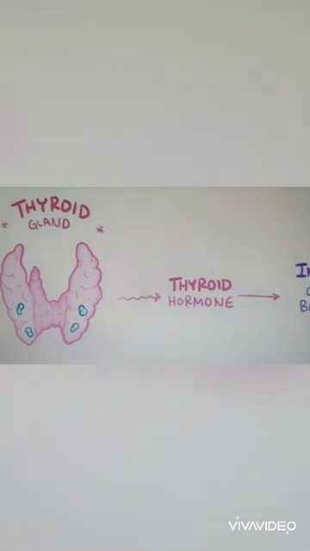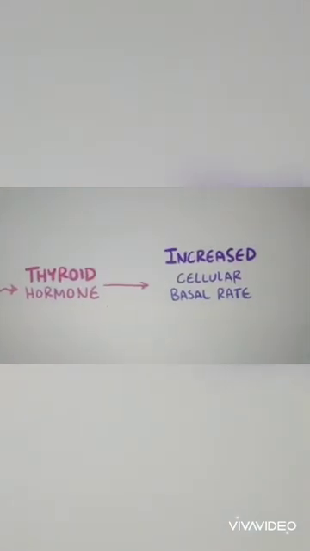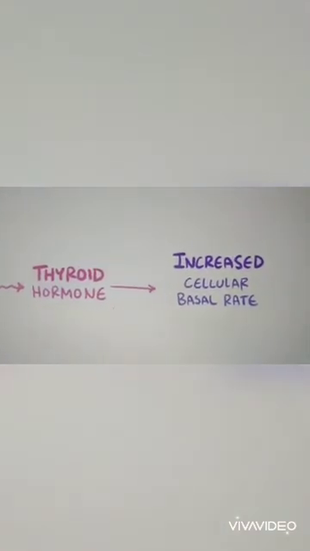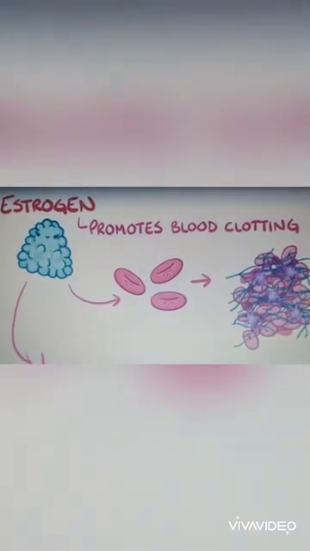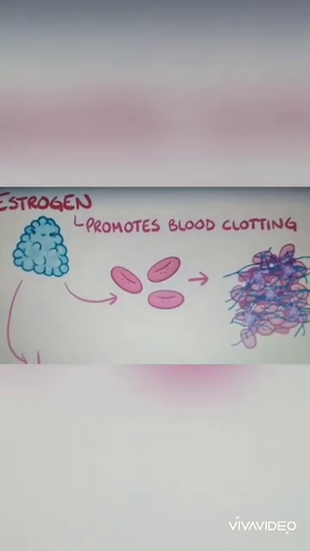The thyroid gland: it may affect thyroid hormone secretion, which causes an increased basal metabolic rate. Estrogen levels will also promote blood clotting.